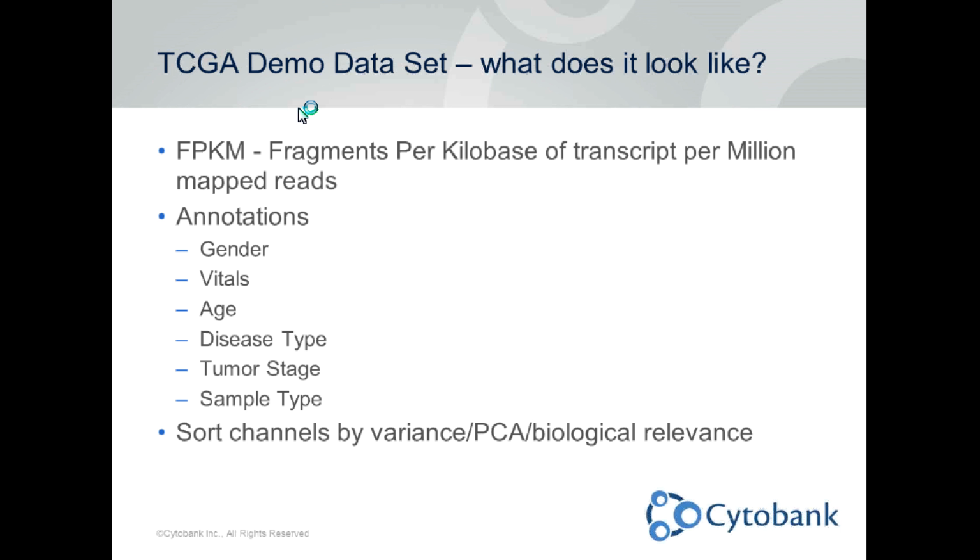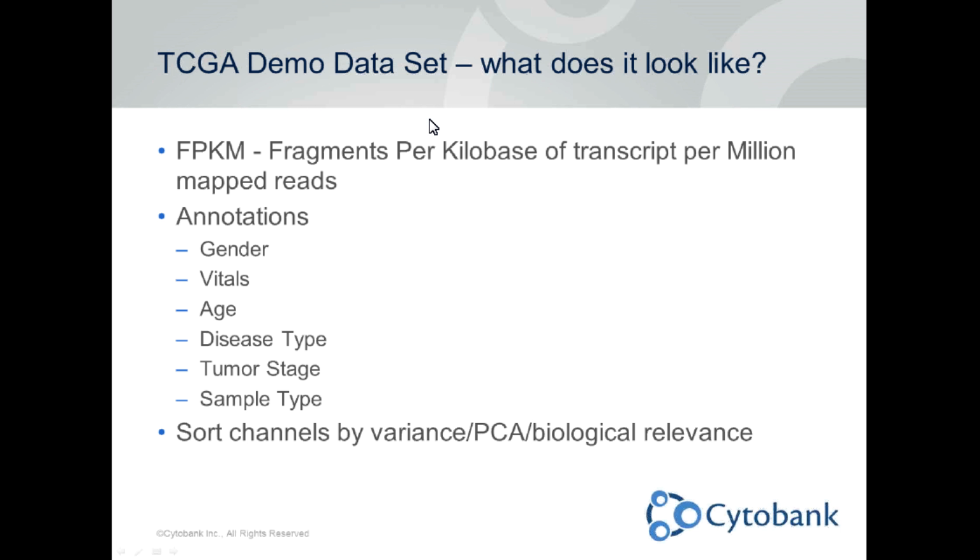So what does this data look like? The values themselves from the experimental channels are in FPKMs, which is fragments per kilobase of transcripts per million mapped reads. And this is obviously a little bit different if you're not used to looking at genomics data. It's not like MFI, but it's a standard way to represent RNA-seq data.